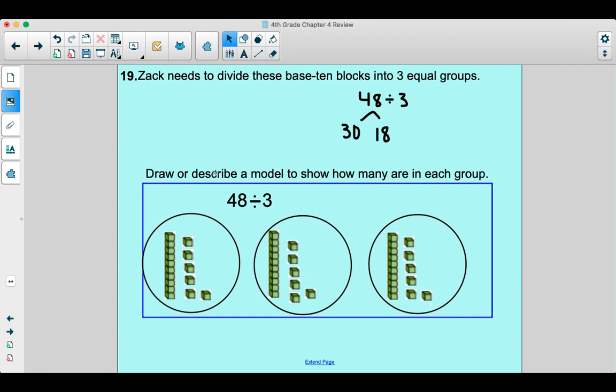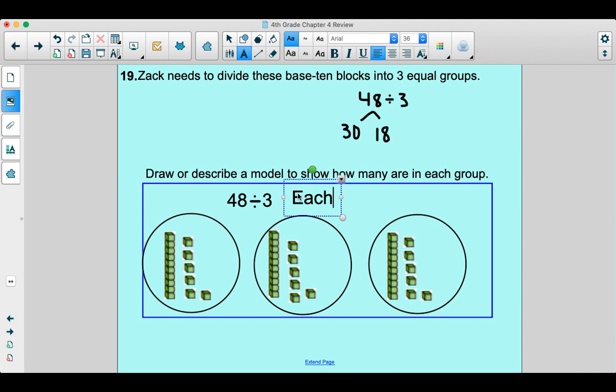Okay, so draw or describe a model to show how many are in each group. So each group gets 10, 11, 12, 13, 14, 15, 16. I'm going to actually write that too, just so my answer is clear to my teacher. Each group gets 16. There we go. Modeling with mathematics always makes it more clear to me.